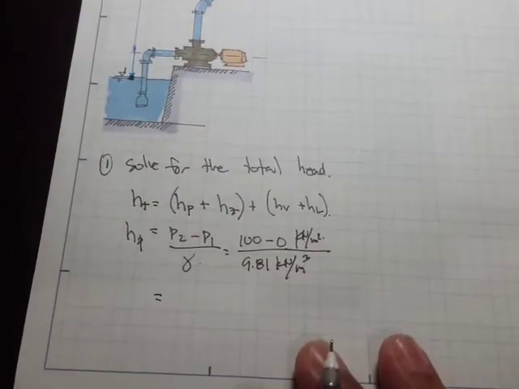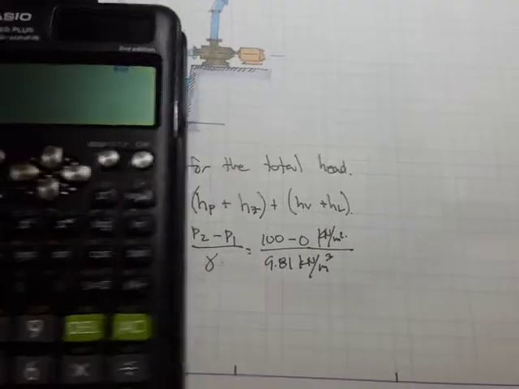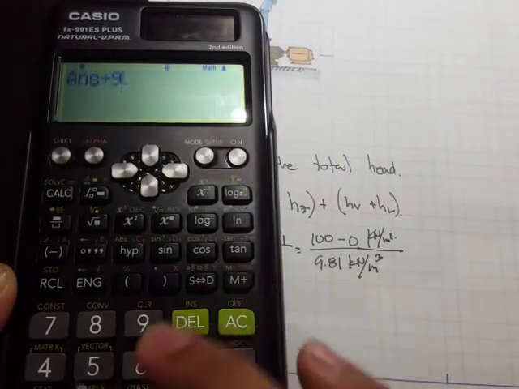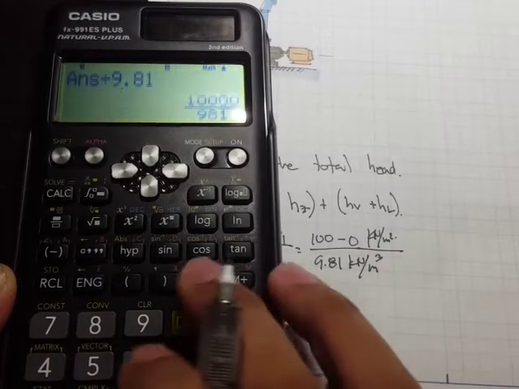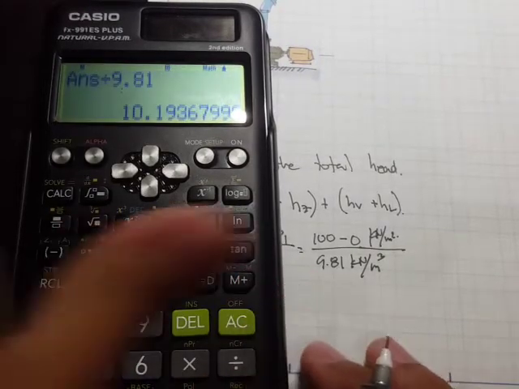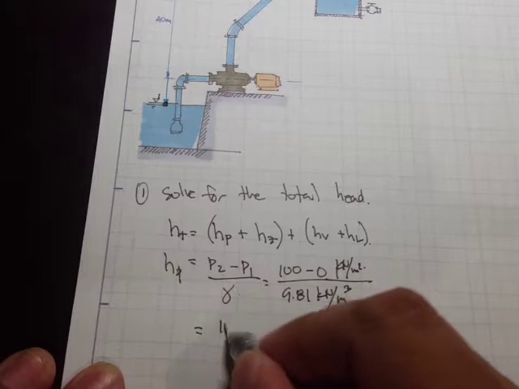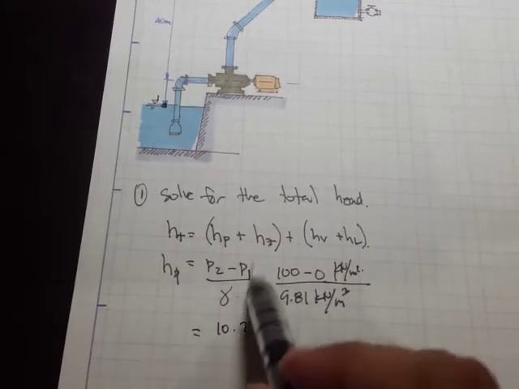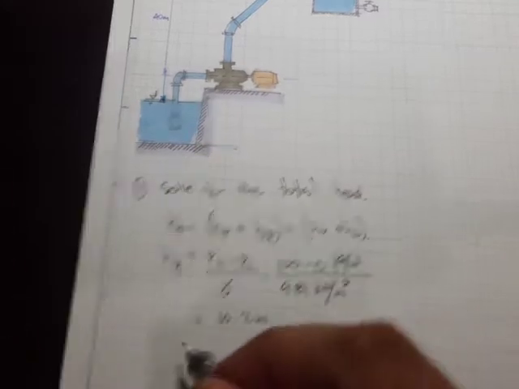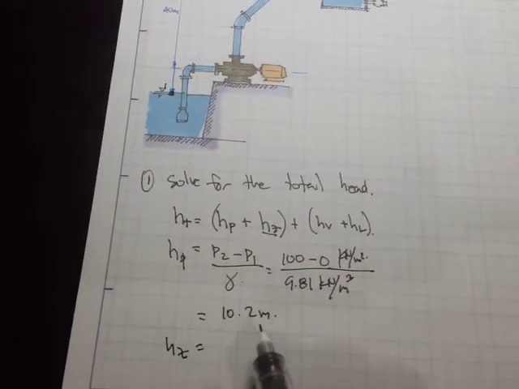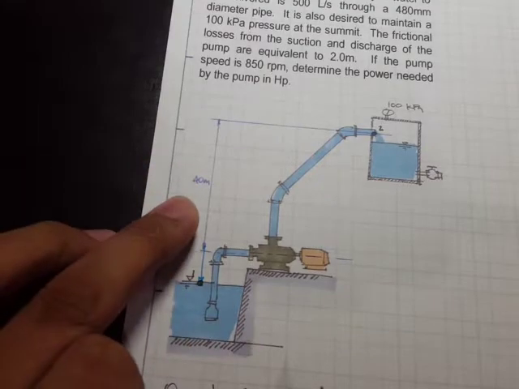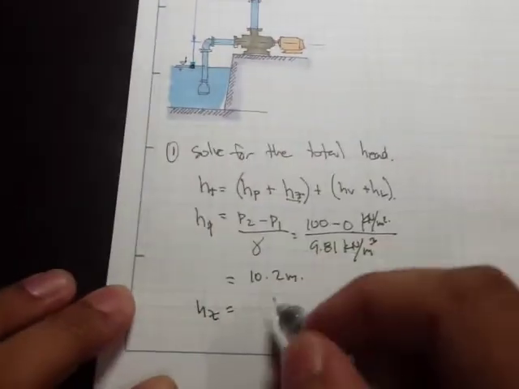So 100 divided by 9.81. This is 10.2 meters. Right, so next is to solve for the elevation head. That elevation head is simply from this point to that point, and that's already given. This is 40 meters.